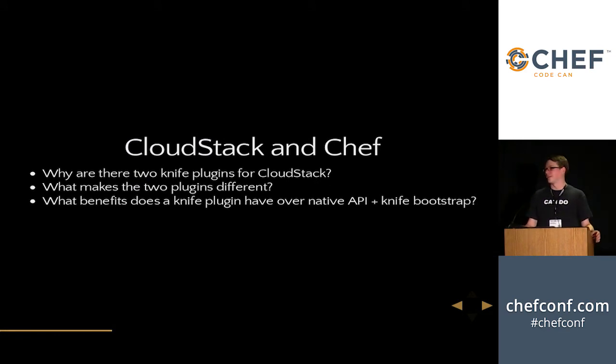So, as many of you are aware, if you've used Chef and CloudStack, there are two Knife plugins. There's Knife CloudStack, and there's Knife CloudStack Fog. I do Knife CloudStack Fog. Other Knife people do Knife CloudStack. So why do these two plugins exist? What makes them different? And why have both of our camps really done all of this work?